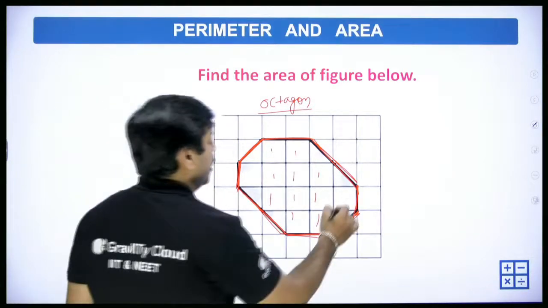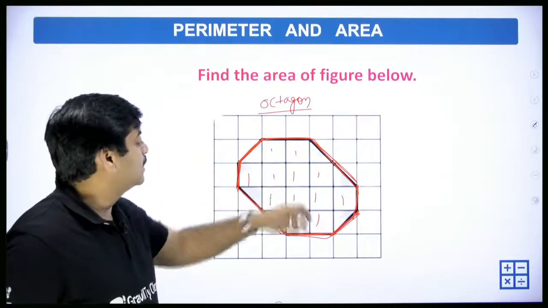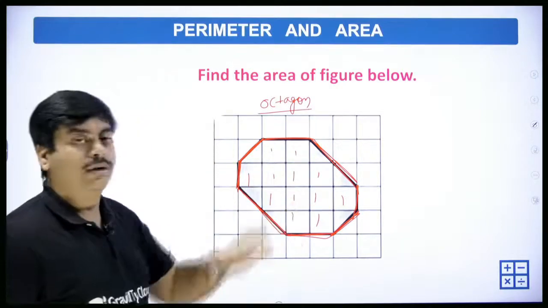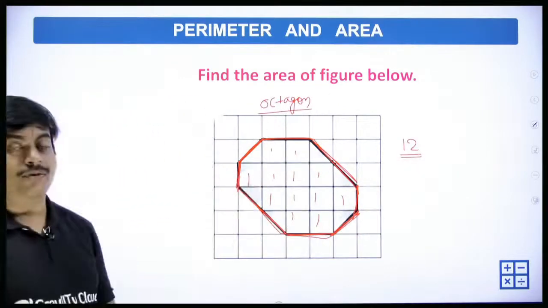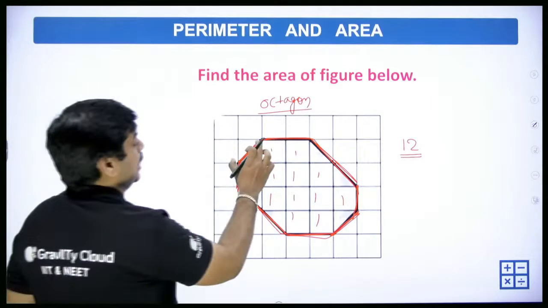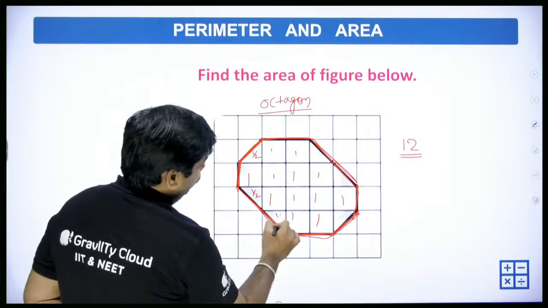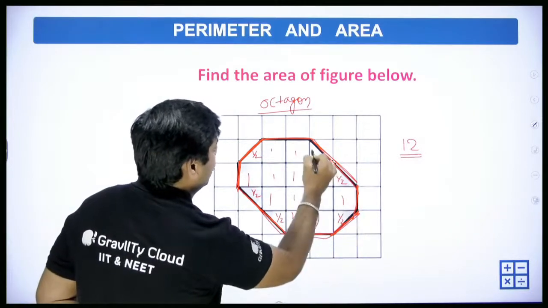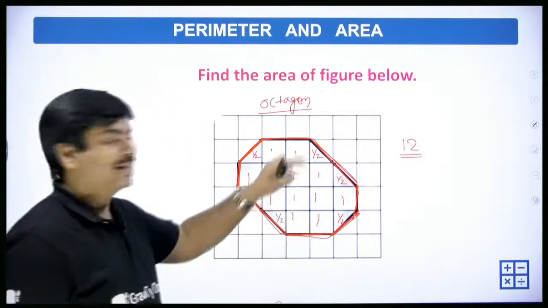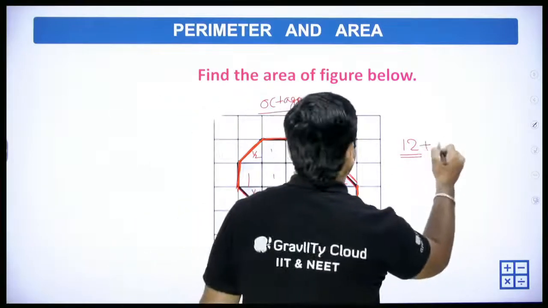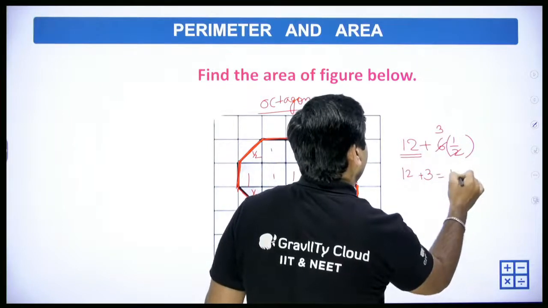Anything else more? Maybe this one also, maybe 11. Okay, this is also a part here. So 1, 2, 3, 4, 5, 6, 7, 8, 9, 10, 11, 12. Till here we got 12 square units. But this is exactly half, and this is exactly half. Half, 1 by 2, 1 by 2, this is 1 by 2 again, this 1 by 2 again, and 1 by 2. So how many 1 by 2s? 1, 2, 3, 4, 5, 6. So that becomes 12 plus 6 times 1 by 2. So 2 ones are 2, 3s. So 12 plus 3 will give you 15 square units.